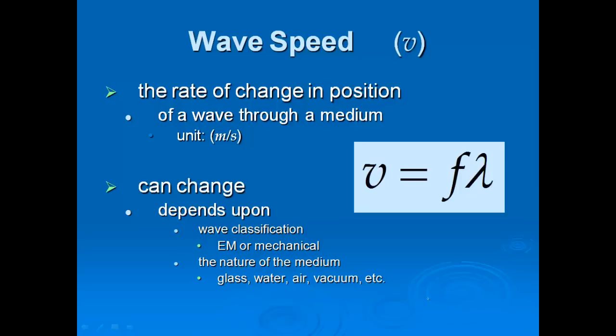The wave's speed or velocity is the rate of change in position, and so the formula for that is velocity is equal to frequency times wavelength. This is for a wave through a medium, and it depends on the type of classification, electromagnetic or mechanical, and the nature of the medium, such as glass, water, air, vacuum. And this is how we get the separation of the colors of light, like through a prism, because each color of light has a different frequency and wavelength, and therefore it's going to be affected by the change in media a little bit differently.